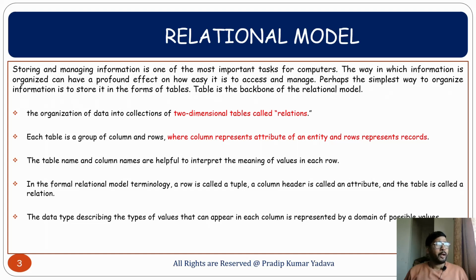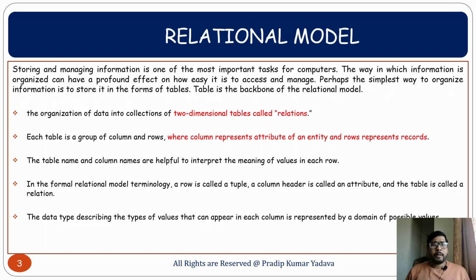So basically, in the relational data model, a table is called a relation, and each table is a group of columns and rows, where a column represents an attribute of an entity and a row represents a record. So in the relational data model, a column is also called an attribute, and a row is also called a record, or tuple, you can say.